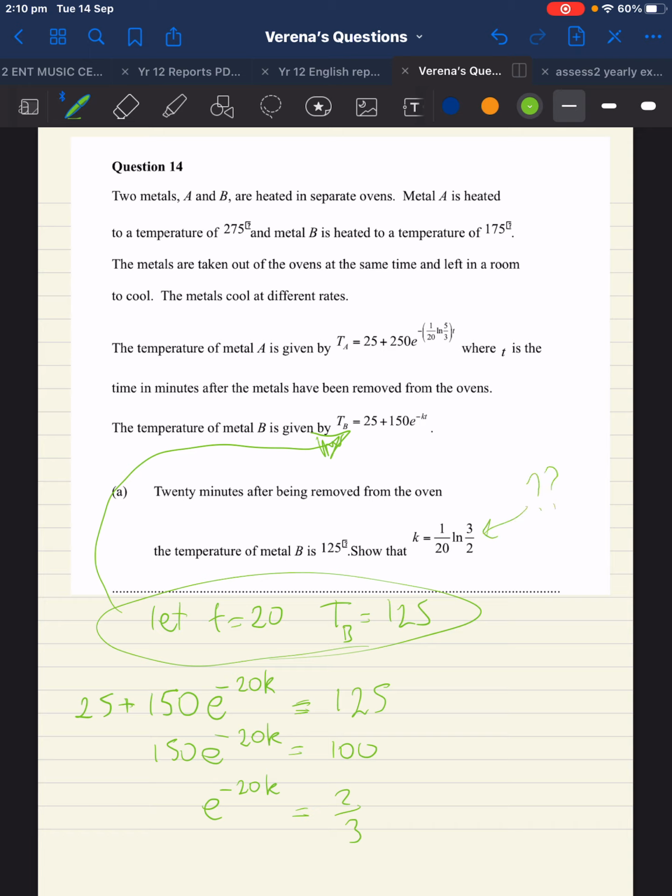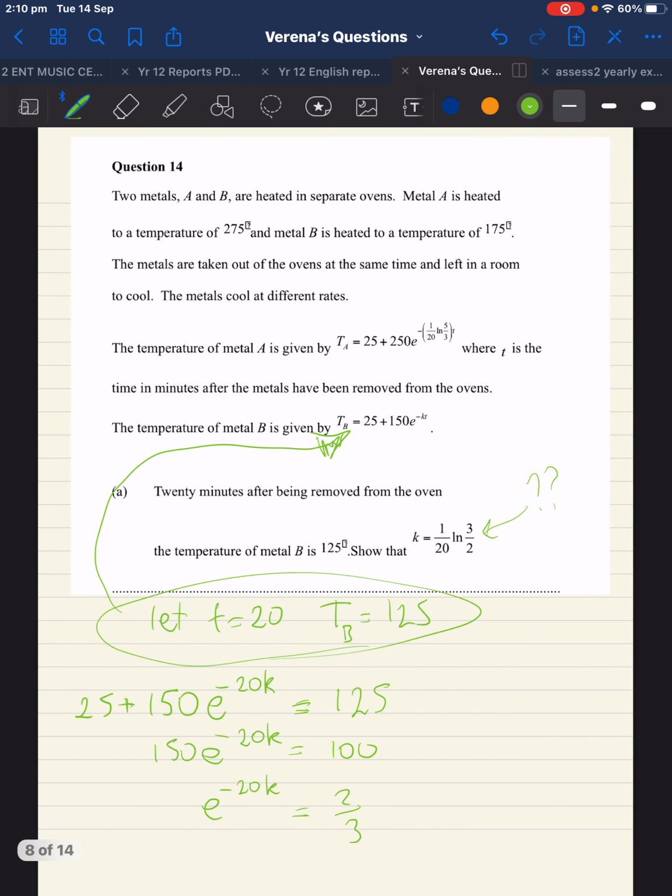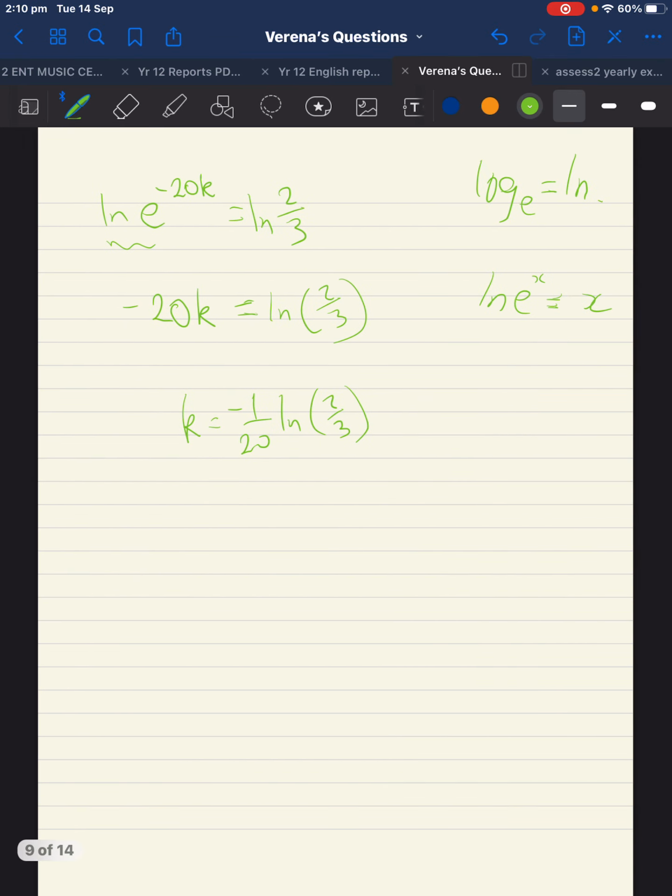It looks different to how I've got it. They don't have that negative out the front. And they appear to have a 3 over 2 instead of a 2 over 3. Some people would assume I've done it wrong, but it's not the case. They've just simplified it an extra step.